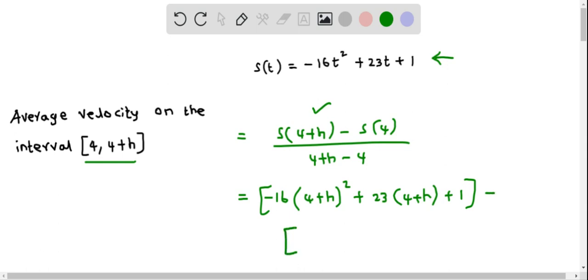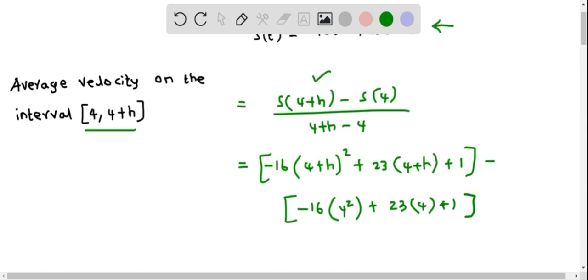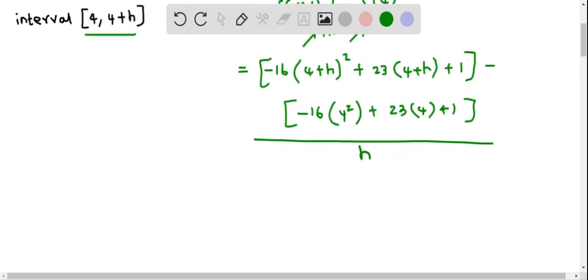So let me write the expression for s of 4. For this, I have to replace t by 4 in s of t. So when I do that, I get negative 16 times 4 squared plus 23 times 4 plus 1. And so this is the expression for s of 4, and all over 4 plus h minus 4, we can see that we can cancel this 4 and negative 4. So therefore, we have an h in the denominator. Now we just have to simplify this.